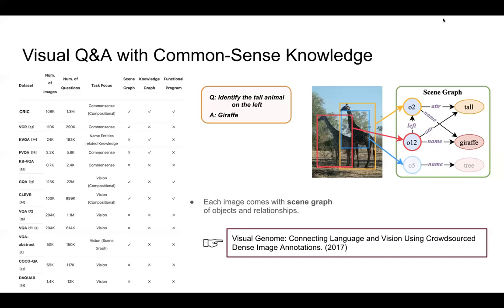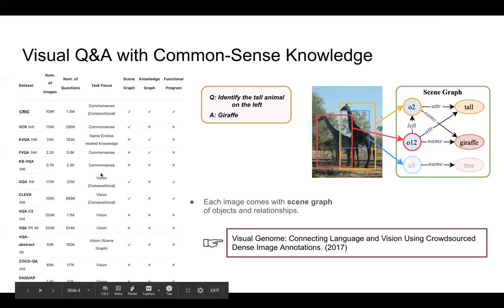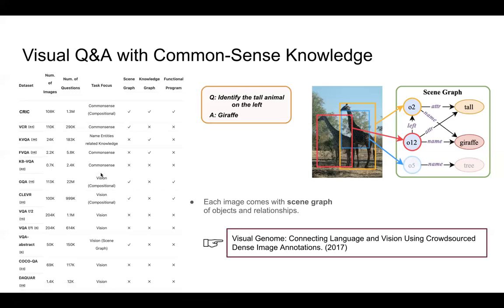Okay. So this notion of having a scene graph along with each image goes all the way back to the Visual Genome, which used crowdsourcing to annotate a lot of images with accurate scene graphs. In fact, this is so old that you don't even see it in this list of works I've cited here.